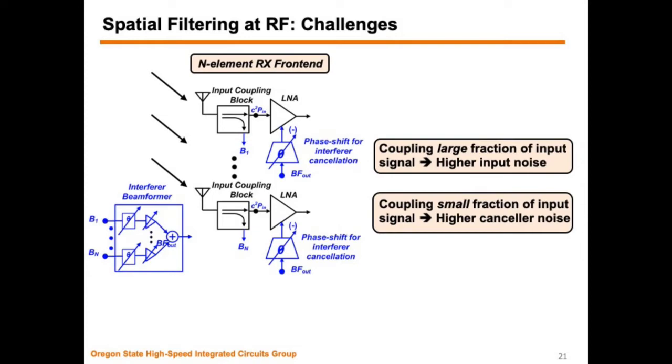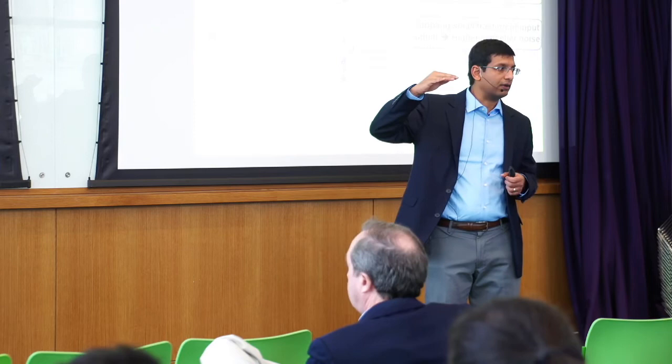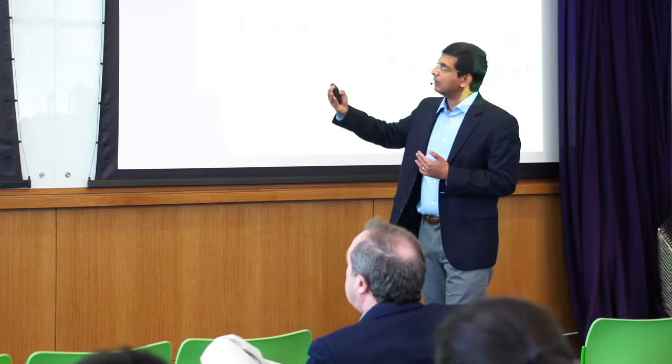My canceller becomes noisy. So overall, if I, while doing this interferer cancellation, introduce a lot of noise, then I've basically gained on my dynamic range by reducing the interferer, but I've lost on my dynamic range at the lower end because I've introduced noise. So this is the trade-off that we are trying to meet. So what we came up with was an innovative input coupling block, where essentially now what, so these are some of the benefits that integration provides.